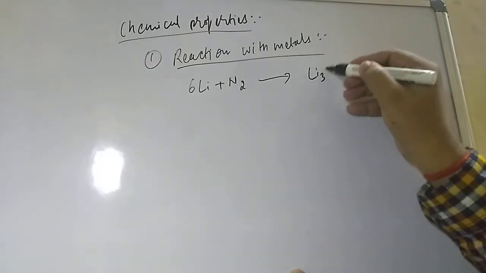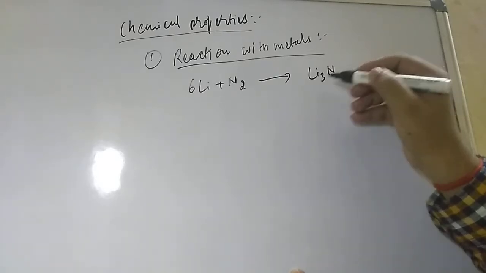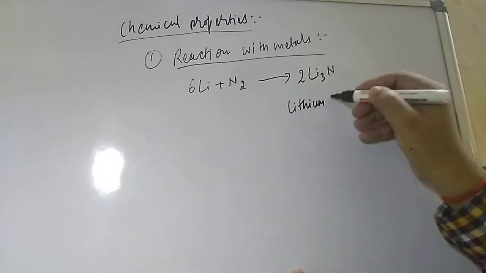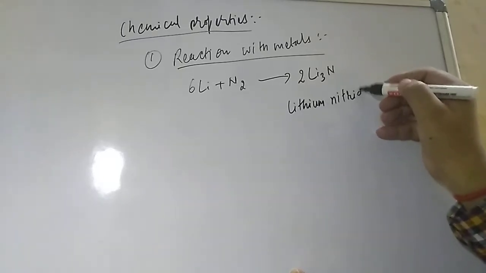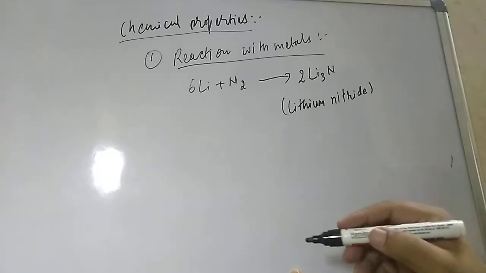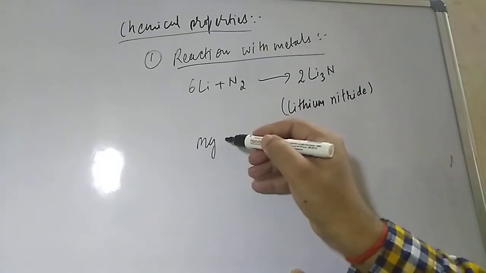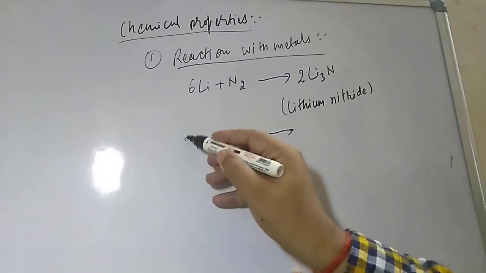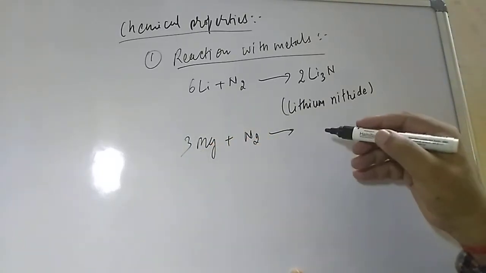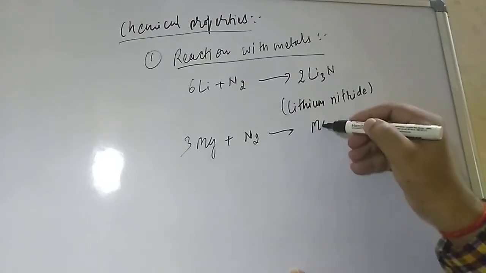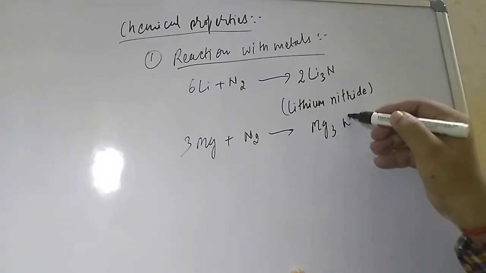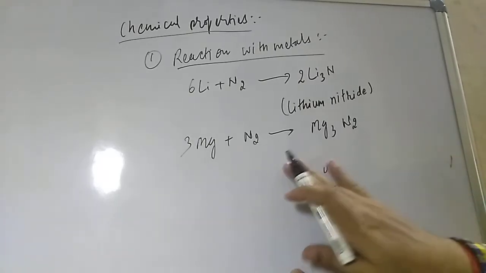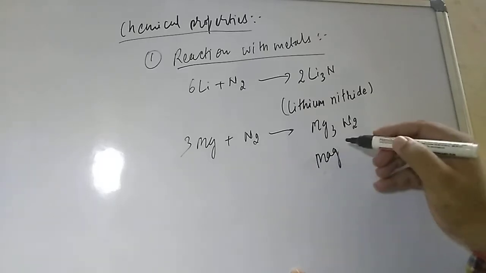And what is the formula? Li3N, the formula of lithium nitride. This is the compound lithium nitride. Now if you are treating with magnesium, what compound will it give? Take 3 magnesium and N2. If you react them, you will get Mg3N2, and this compound is magnesium nitride.